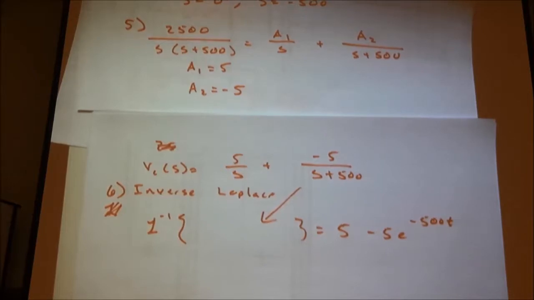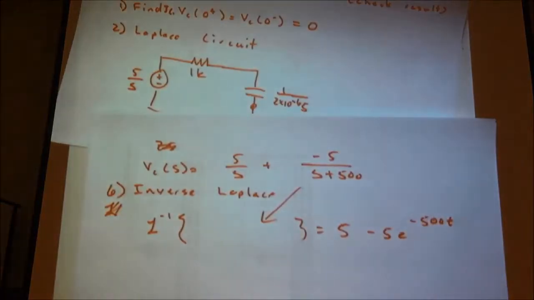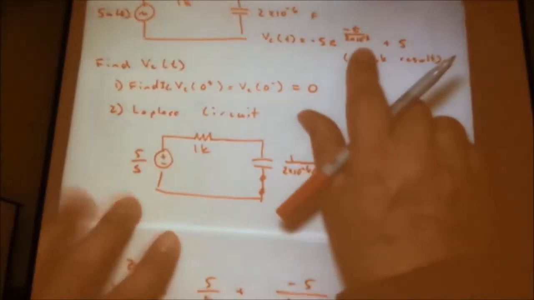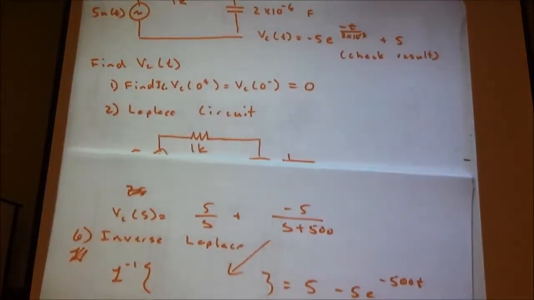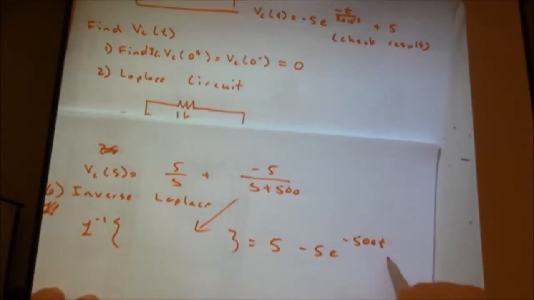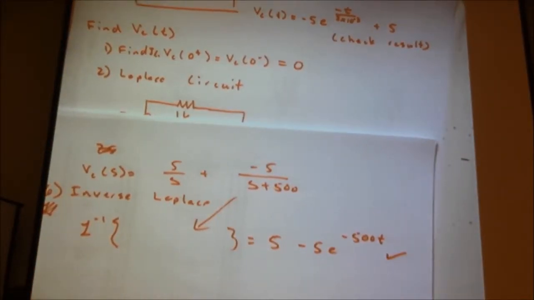So 1 over 2 times 10 to the minus 3 is 500. Check it on your calculator. Make sure I did that math correctly, but feel good. So it checks. And that's good news when both our approaches mean the same thing.